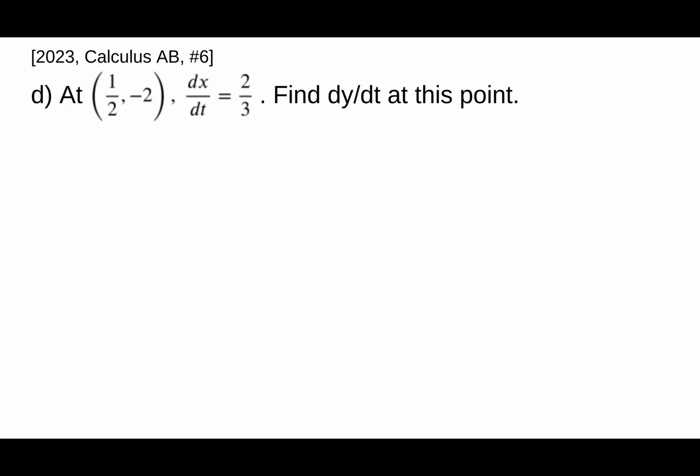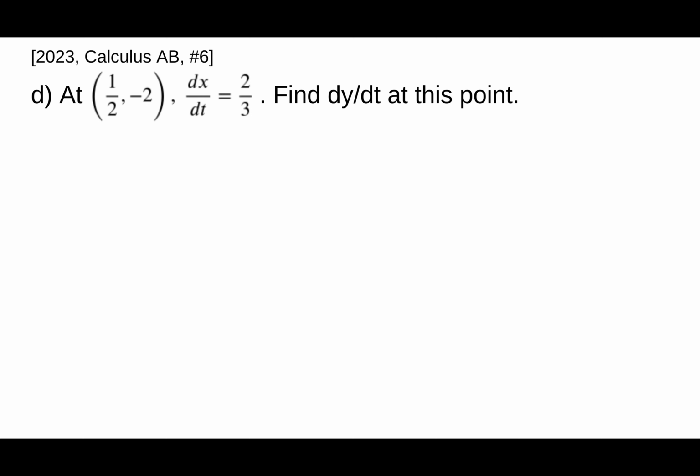In part D, we consider the point on the curve (1/2, -2). And we're also given that at this point dx/dt is 2/3, and we are asked to find dy/dt at this point. Now, this question seems a little bit implicit differentiation related rates-y, and it kind of is, although this really is about the chain rule.